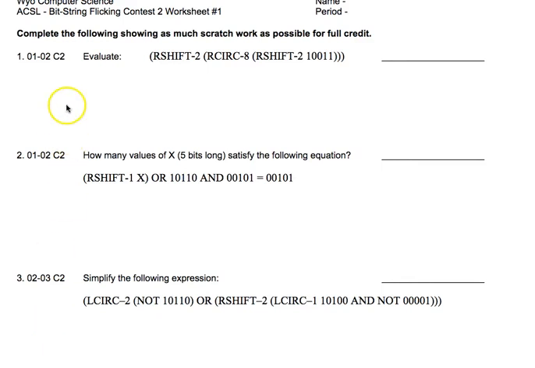Hi, Mr. Minnick here, helping my students learn BitString flicking so they can conquer the universe and cure cancer with zeros and ones, because that's what a bit is, a binary digit.